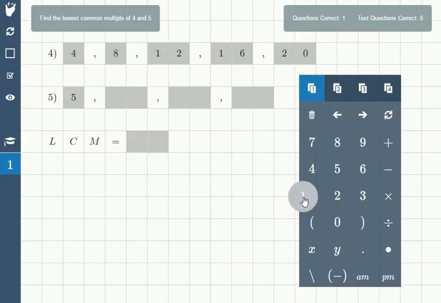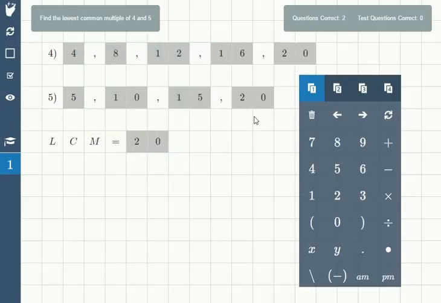5, 10, 15, and 20. So the lowest multiple that 4 and 5 have in common is 20. So we'll put that in the answer box to complete the question.